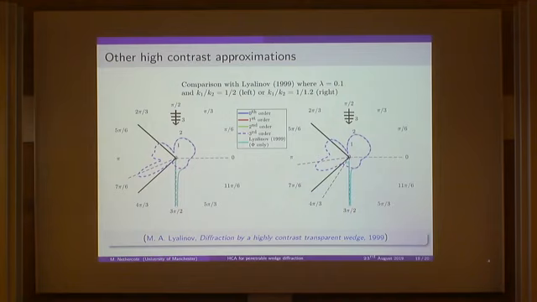Now, we compare this with an earlier high contrast approximation given by Leolinov in this paper here. In this paper, he finished with a far-field formula for the exterior solution, and you can see here that it agrees very well with our solution, with the exception of this region where the solution has become invalid.